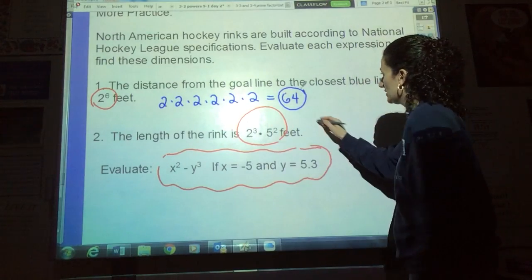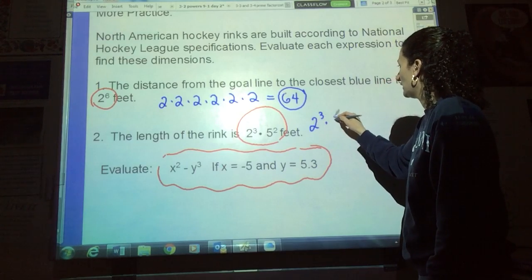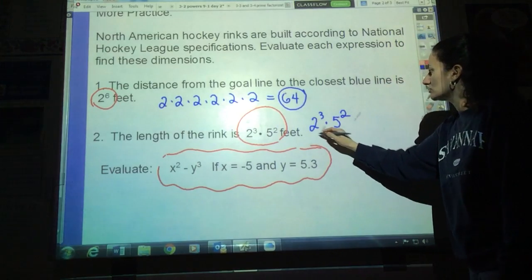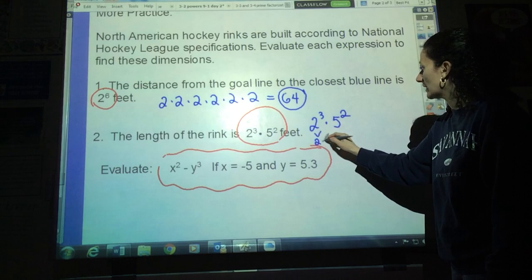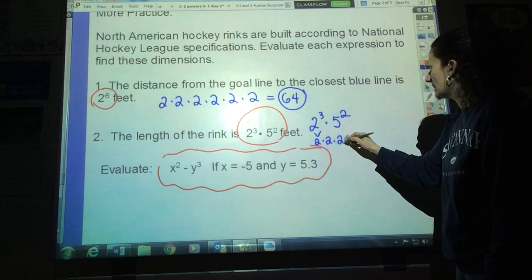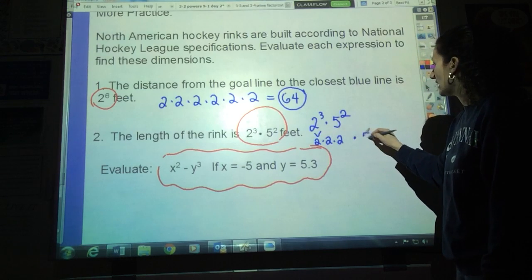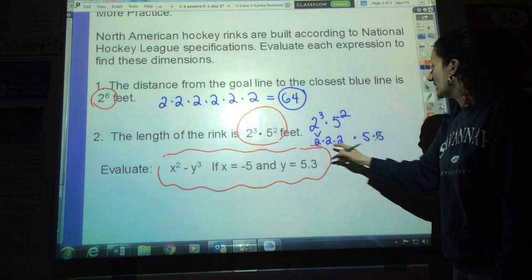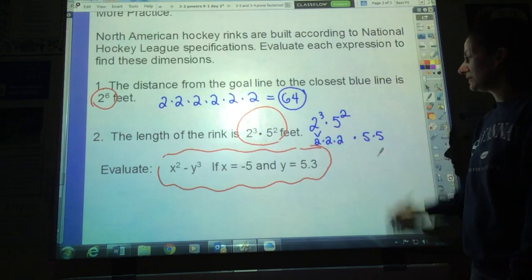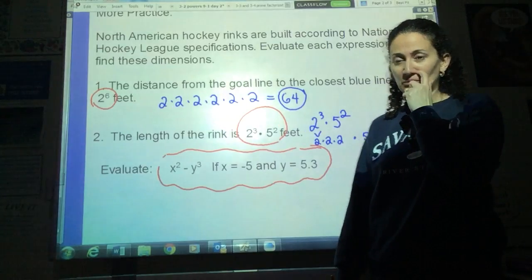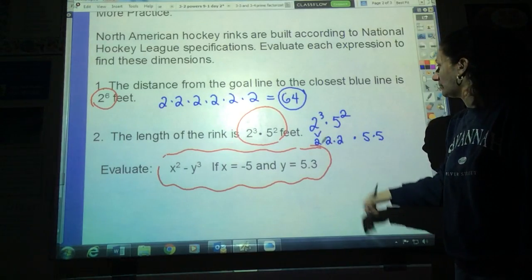Let's check this one. 2 to the power of 3 times 5 to the power of 2. 2 to the power of 3 means 2 times 2 times 2. And then we're going to multiply that times 5 times 5, because I have all multiplication here, order is actually not important. But I'm going to go ahead and evaluate the powers first.